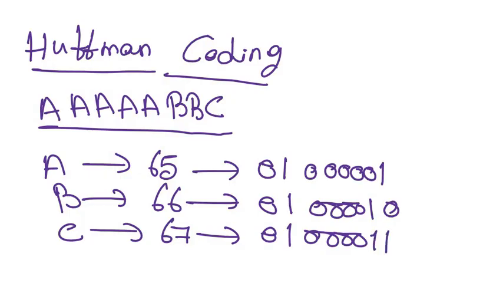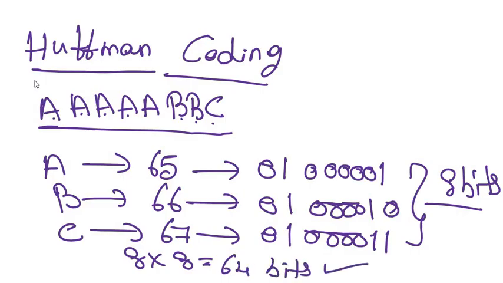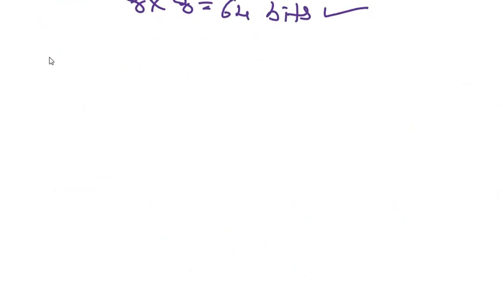If you observe here, in binary format each and every character has 8 bits. Now, how many characters are there in this message? 1, 2, 3, 4, 5, 6, 7, 8. So there are 8 characters in total. 8 into 8 bits equals 64 bits. I need to transfer a total of 64 bits, which needs to be compressed and reduced. Let us apply Huffman coding here.